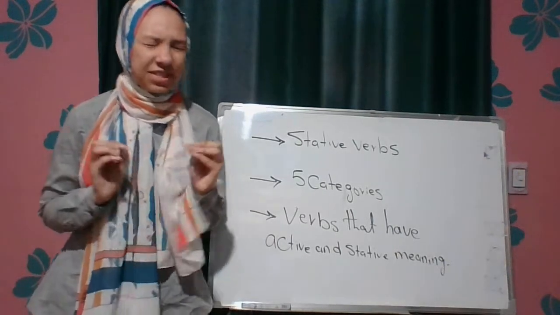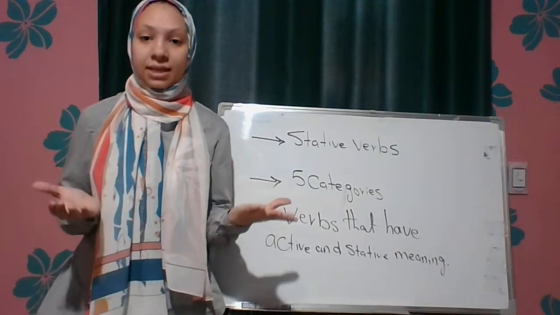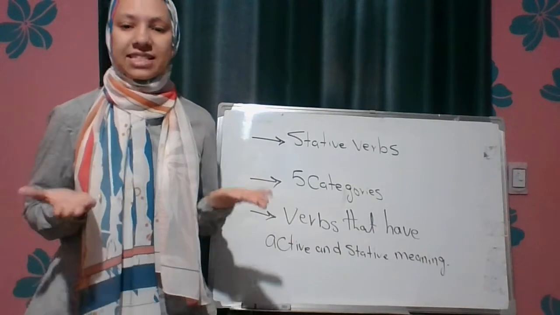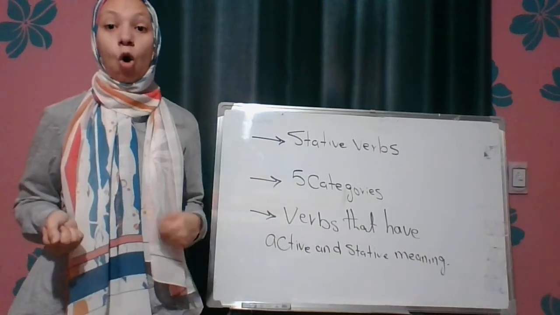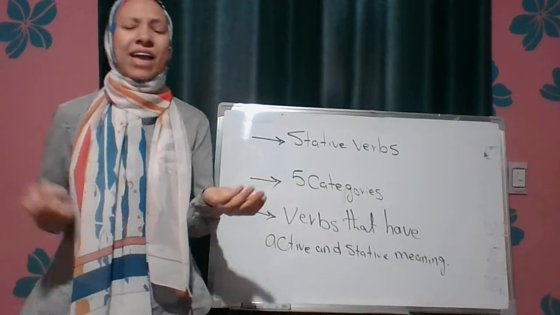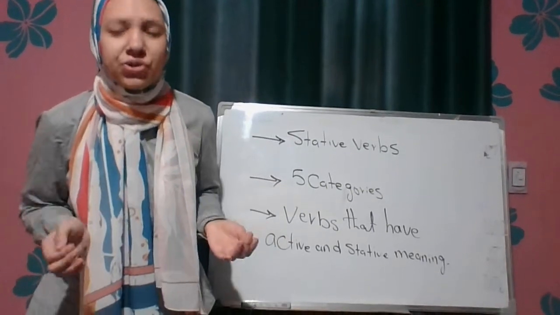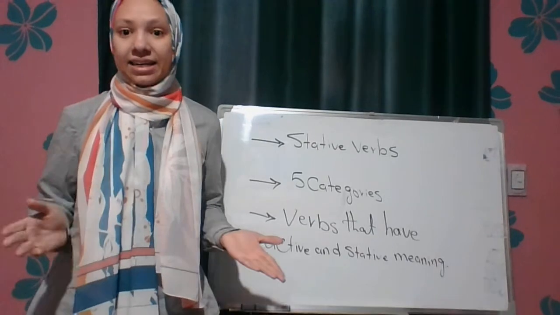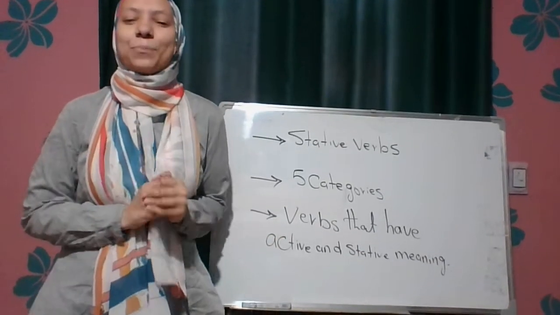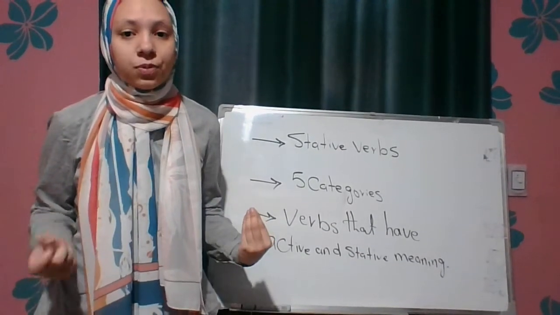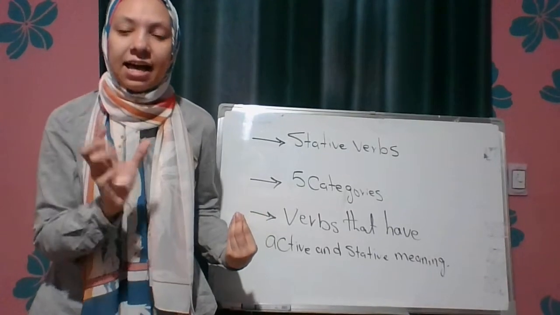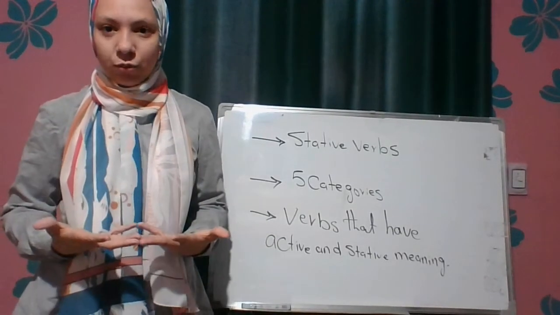Well, some verbs in English have stative meaning. They describe states, conditions, or a situation. When they have stative meaning, they are rarely, if ever, used in the progressive tenses. For example: yum, the food tastes good. So "tastes" here describes the state of the food.